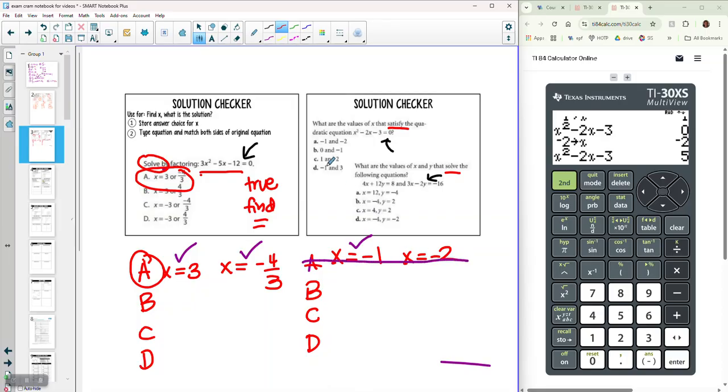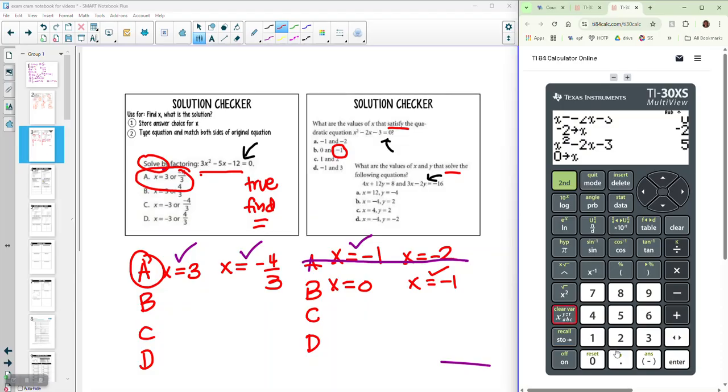But I know that -1 is one of my solutions. So I'm going to try x equals 0. And I know that -1 does work. So I'm going to put a check over that. I'll store 0 for x. And I'll scroll back up to get my expression again. I'm hoping that it equals 0. Wonk, wonk, it didn't.